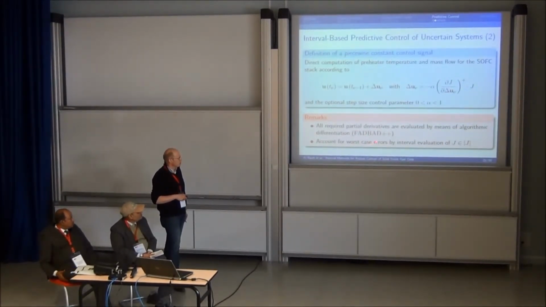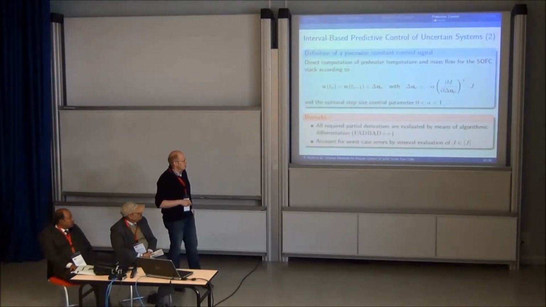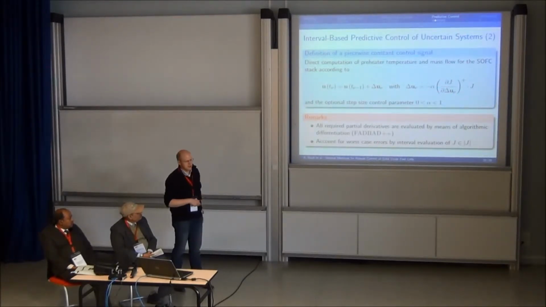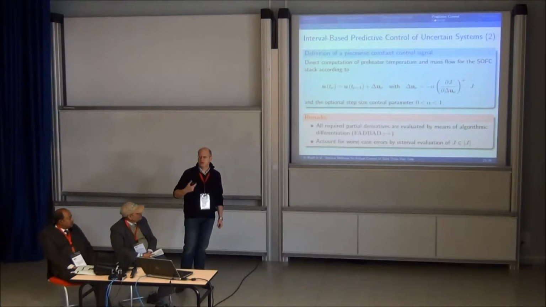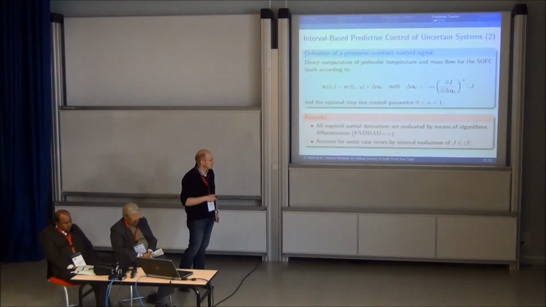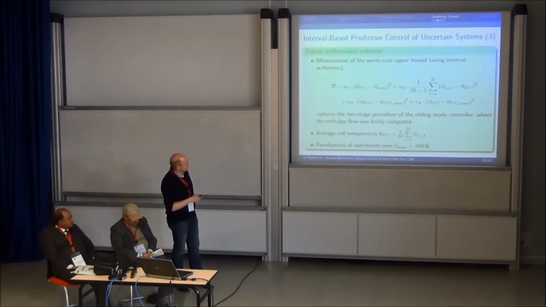And we can account for worst-case error bounds here in the interval evaluation of J, and these error bounds result from parameter uncertainties and from measurement tolerances. Now, we have a quite similar cost function that is being used. It's more or less the same as we had on the previous slide, just a few redefinitions of parameters here.